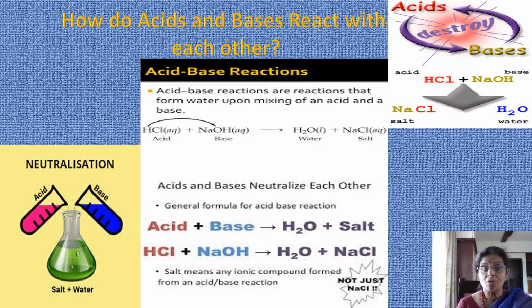Yet another most important reaction of this unit: how do acids and bases react with each other? Here is the aim of the experiment I am going to give. What happens when a neutralization reaction takes place? That is the aim of the experiment, to find out the neutralization reaction between acids and bases. Now you need dilute sodium hydroxide, dilute hydrochloric acid, a test tube, and phenolphthalein indicator for this.